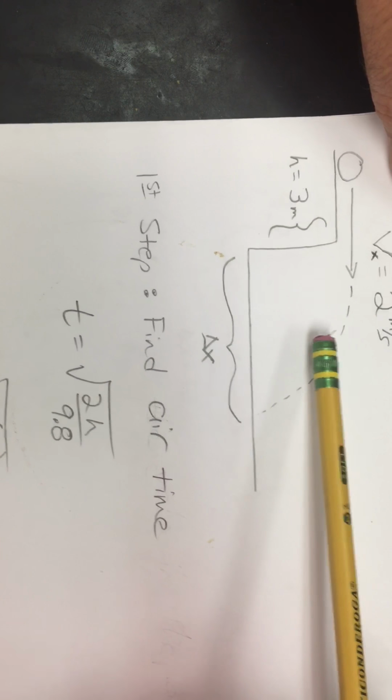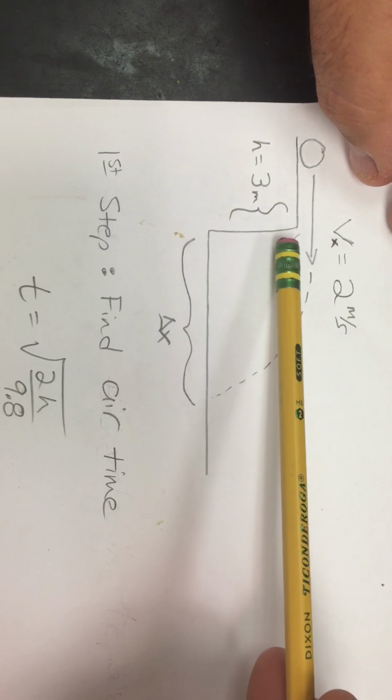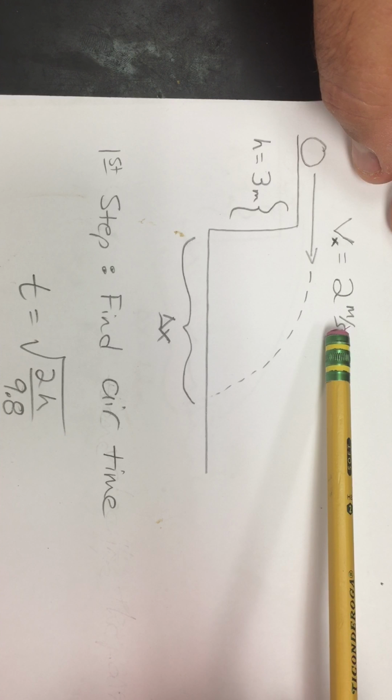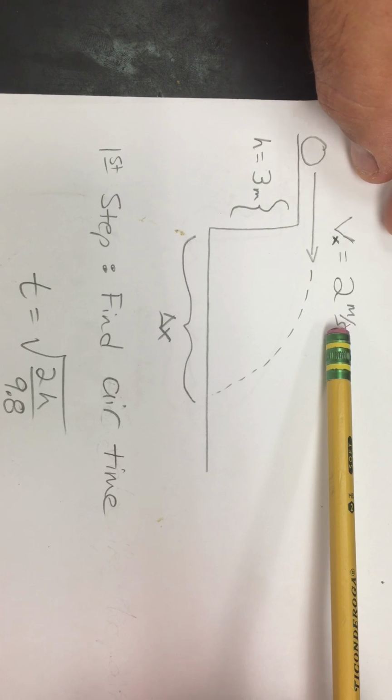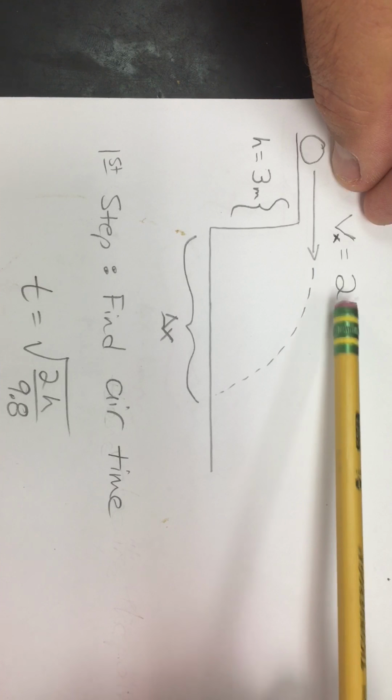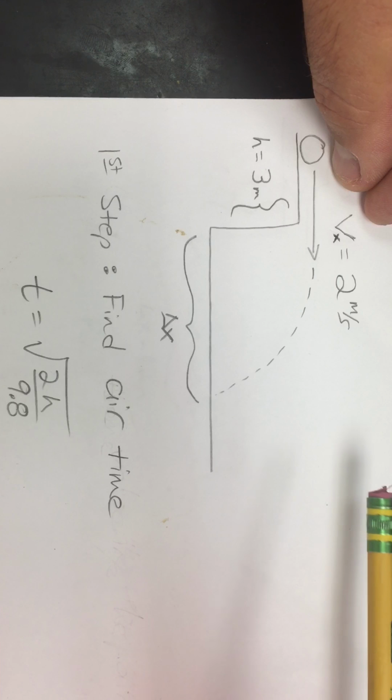While this ball is in the air, it is moving horizontally 2 meters for every second that passes by. And we're in the air for only 0.78 seconds. So we're not in the air for a full second at all. So we're not going to go 2 meters, but exactly how far will we go?